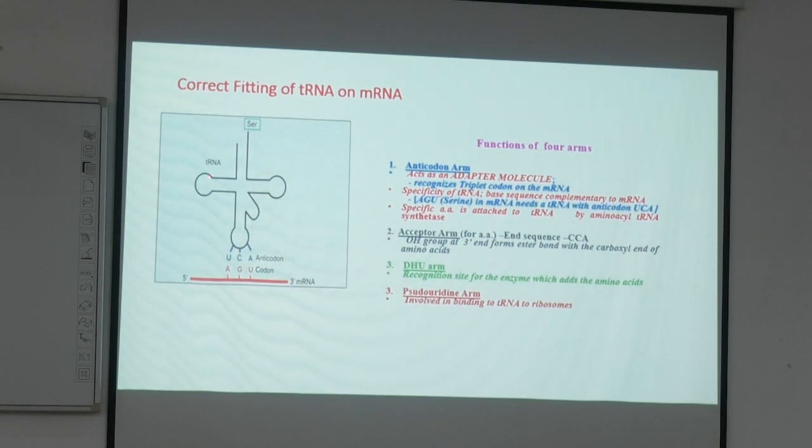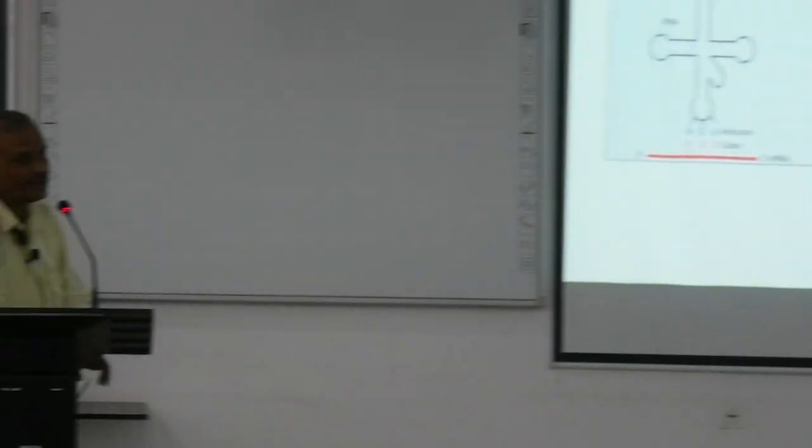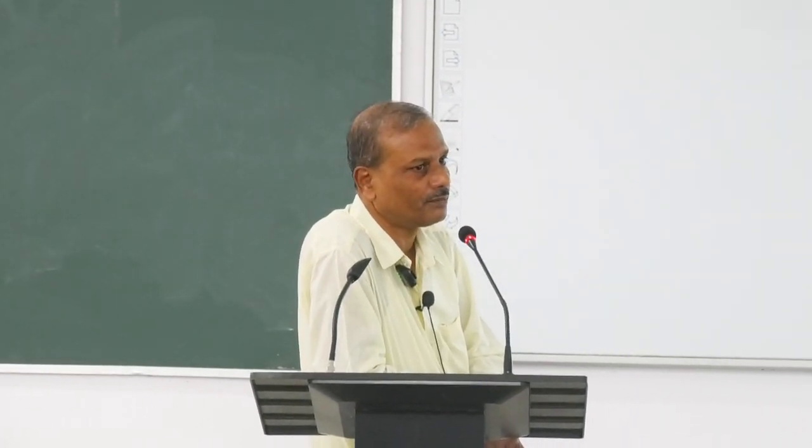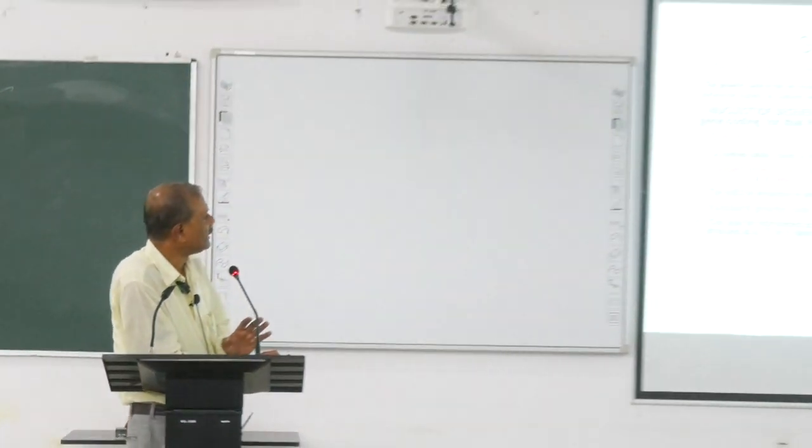And the DHU arm, basically this one, is a recognition site for the enzyme which adds the amino acid, that is aminoacyl tRNA synthetase. And the pseudouridine arm binds the tRNA to the ribosome. These are the 4 functions of the tRNA molecule.